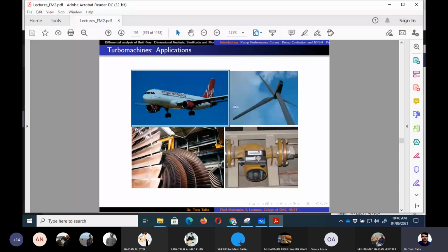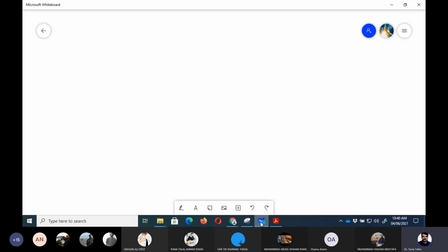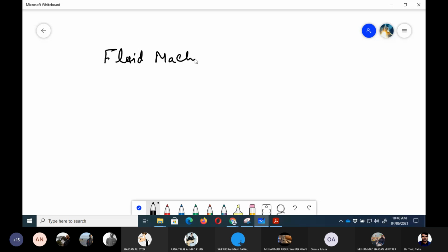Now, as I mentioned, fluid machines have got two types. At the start, I discussed what fluid machines are. Those are the machines in which the fluid interacts with that machine, and either the fluid gets the energy from the machine, or it gives the energy to the machine. If it is getting the energy from the machine, then that arrangement is called a pump. And if the fluid is imparting energy on that machine so that we can convert it into electrical energy, then that machine would be a turbine.